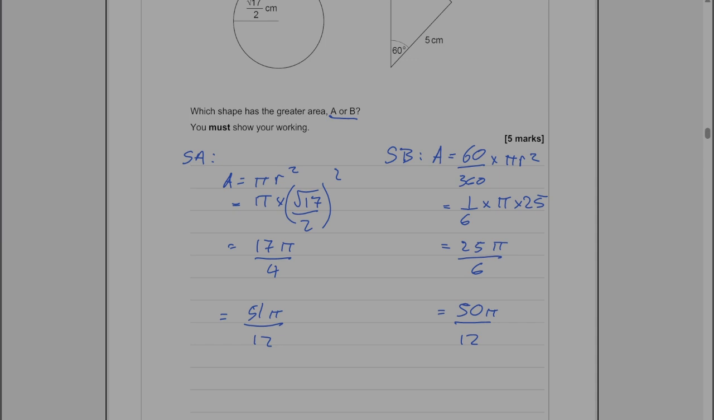So it's going to be shape A. I'll write the statement: A is bigger by pi over 12. So A.